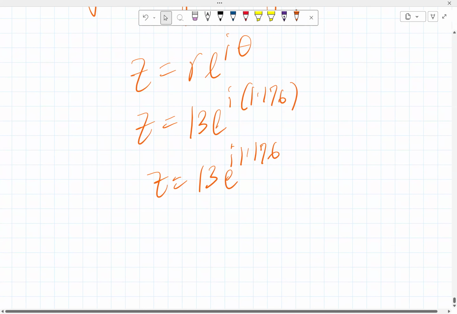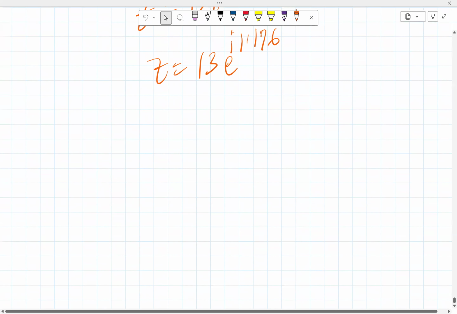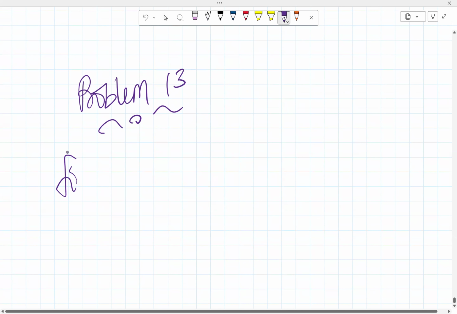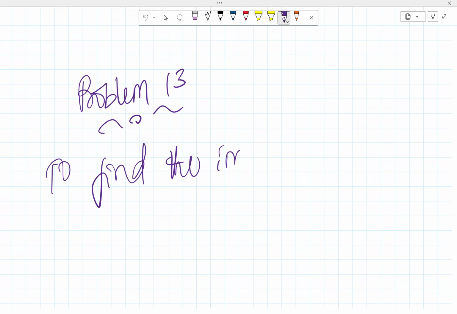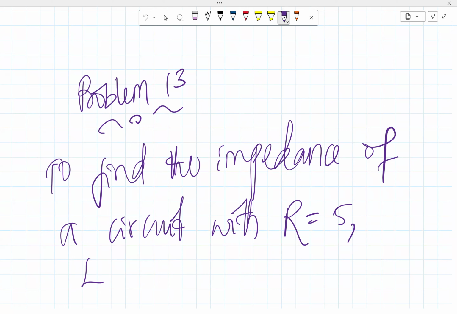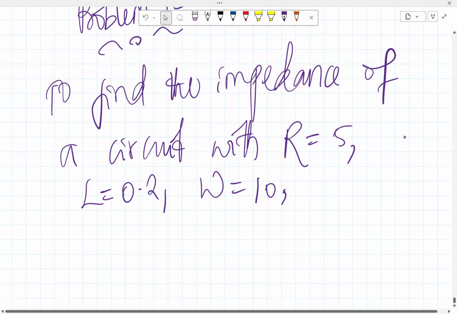I think we can leave it that way. Let's go on to the next problem. That's problem 13. For problem 13 now, we need to find the impedance of a circuit with R equals 5, L equals 0.2, and omega equals 10. So that's what we need there.